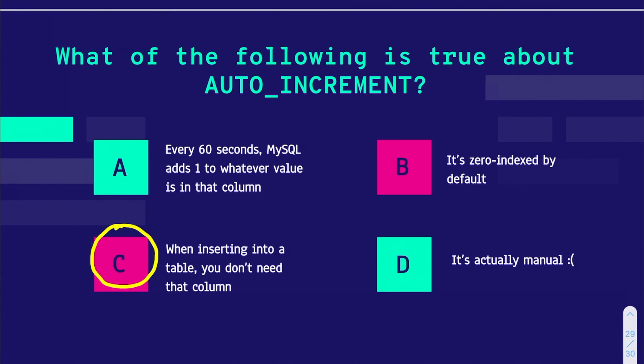Yeah, so A would be sort of like a nightmare situation, I would assume. Like if your database just starts adding 1 every 60 seconds, surely something has to be going wrong. So it is not A. It's actually not B either, surprisingly, because most things are 0 indexed in computer science, but auto increment actually starts at 1. So yeah, don't rely on it being 0 indexed. You can set it to start at whatever you want, but by default, it starts at 1. And no, it's not actually manual. The computer does some things for you sometimes.